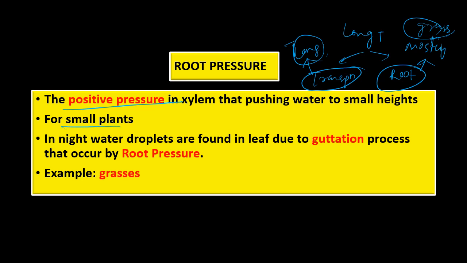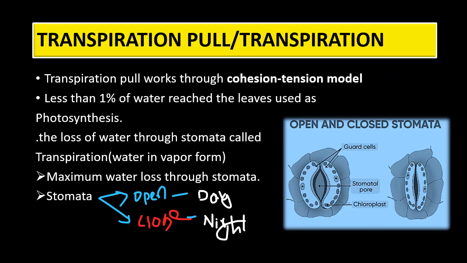It is mostly found in small plants. At night, we see water droplets on leaves due to a process known as guttation, which mostly occurs through the pressure called root pressure. One example we see is grasses.